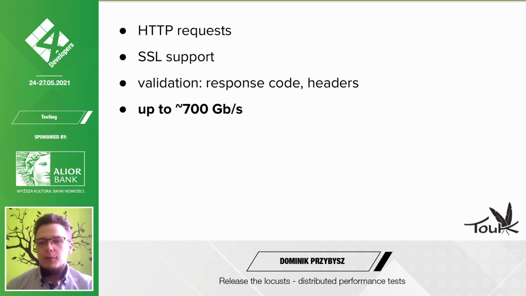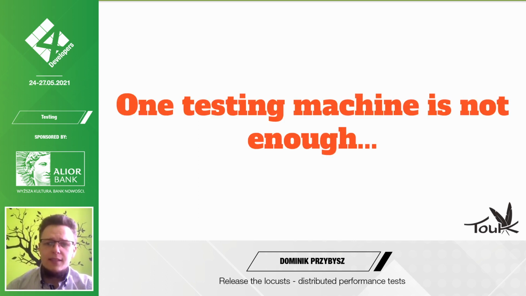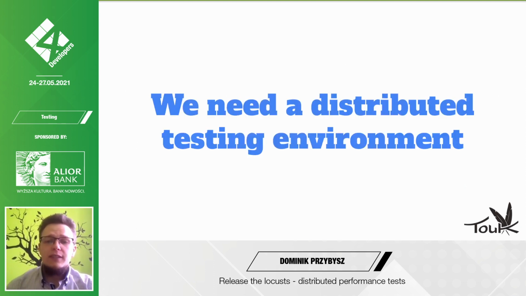And the biggest problem was that we wanted to generate, not in all tests, but in some scenarios, quite big traffic to our system. It was on the level of 700 gigabits per second. If you look at these numbers, you will see that this is not possible on one testing machine. Instead, you need a distributed testing environment to do such tests.